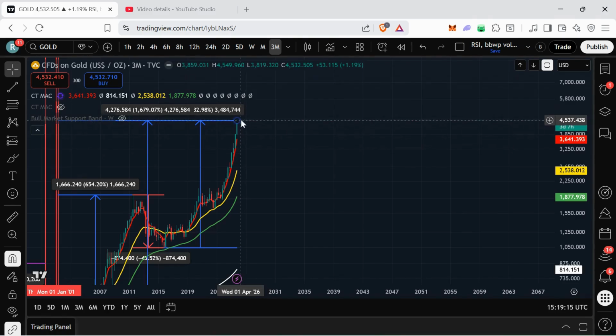Or will it just move sideways until it reconnects, then make a rally up to higher prices, maybe even up to 5.5, 5.8, maybe dare I say even 6,000 at some point next year, and then pull back. So only time will tell. It's really hard to say exactly what it's going to do in the future.